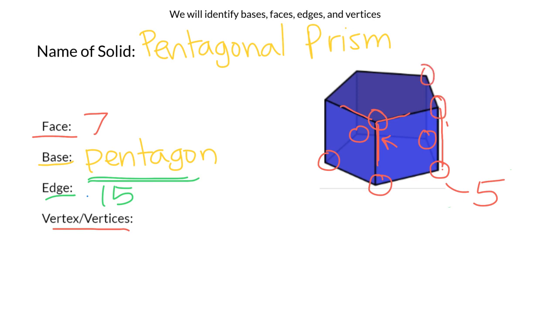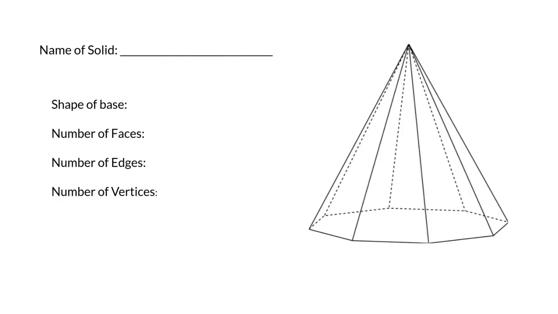2, 3, 4, 5. So we have 5 on our base and 5 on our top for a total of 10 vertices. Okay, this is going to be the last solid that we practice our learning target on today. Remember, our learning target is identifying shape of the base, the number of edges, faces, and vertices in a 3-dimensional solid.